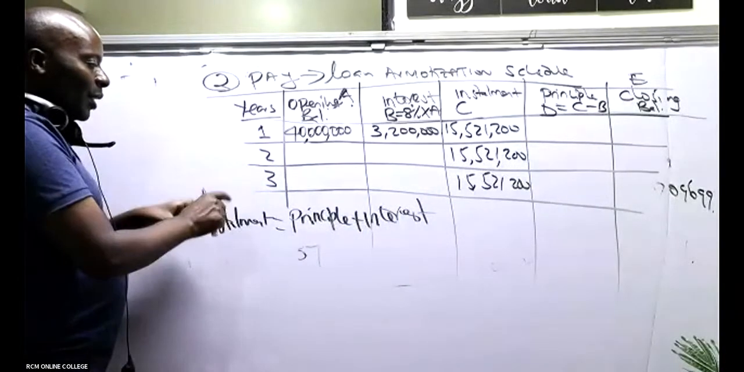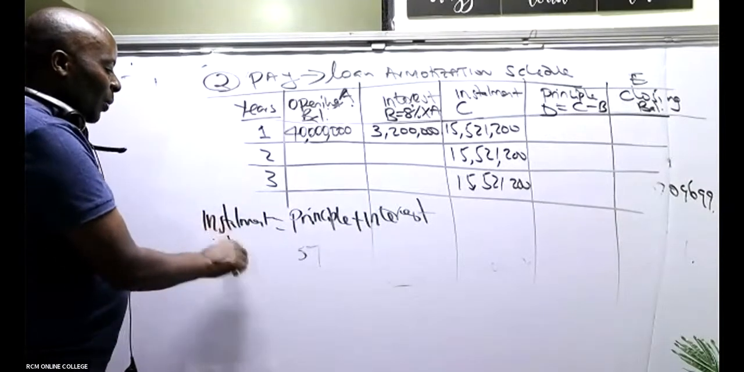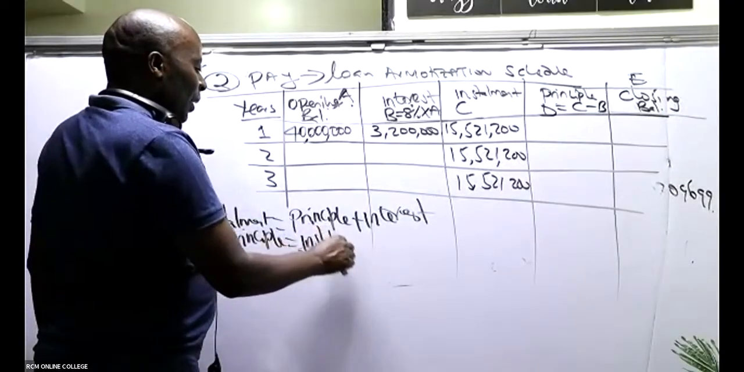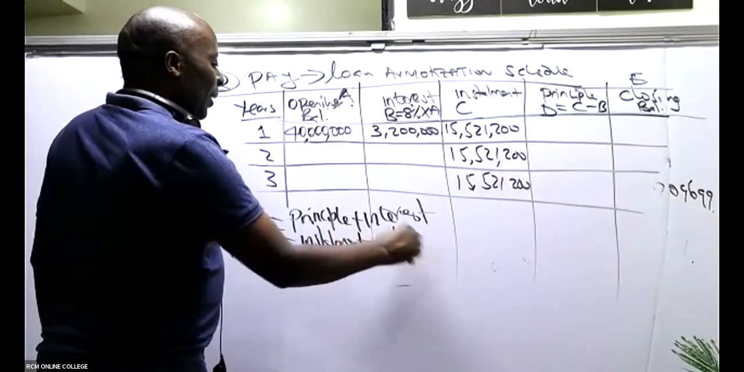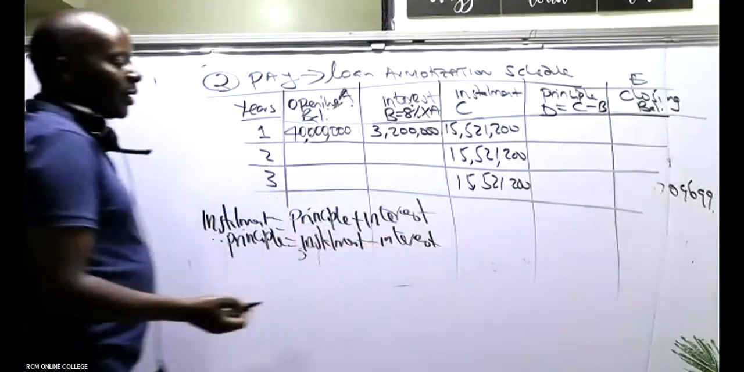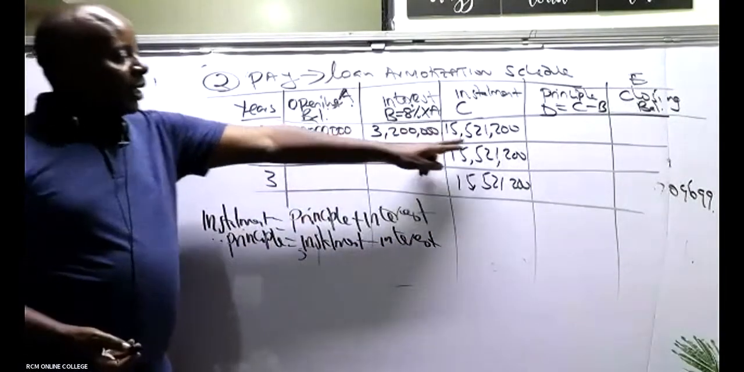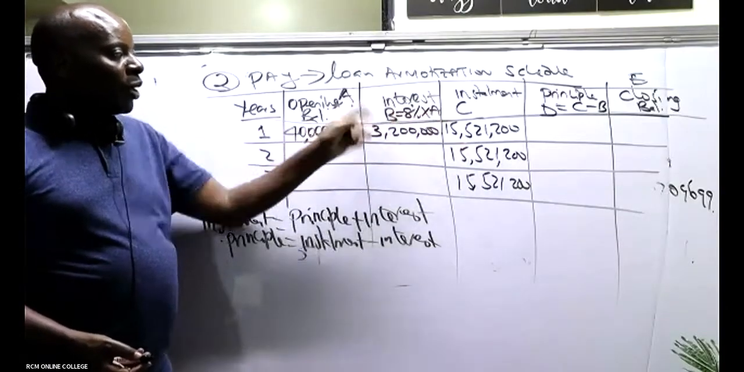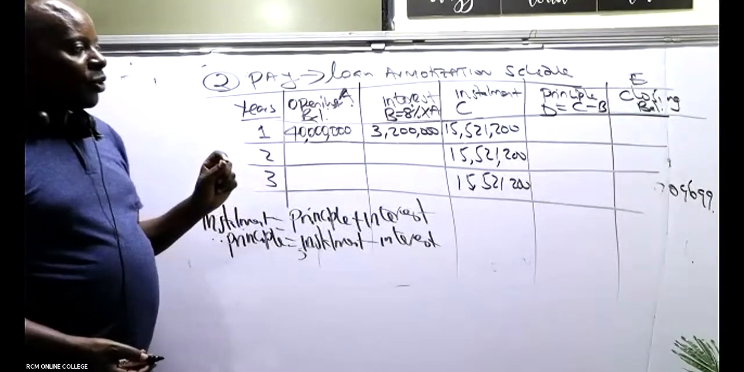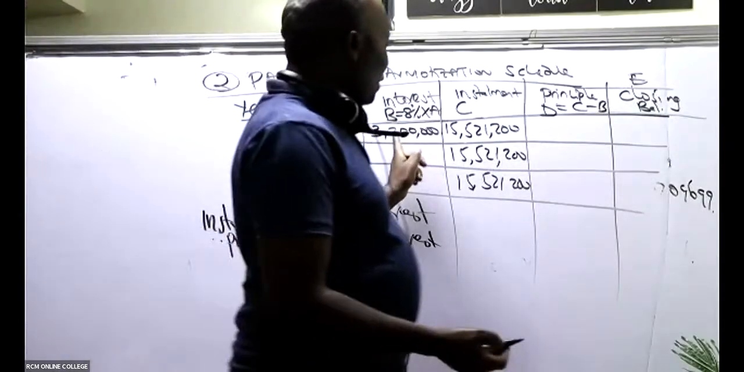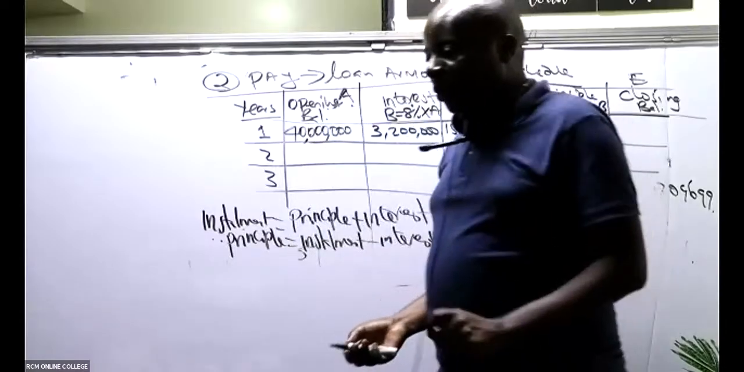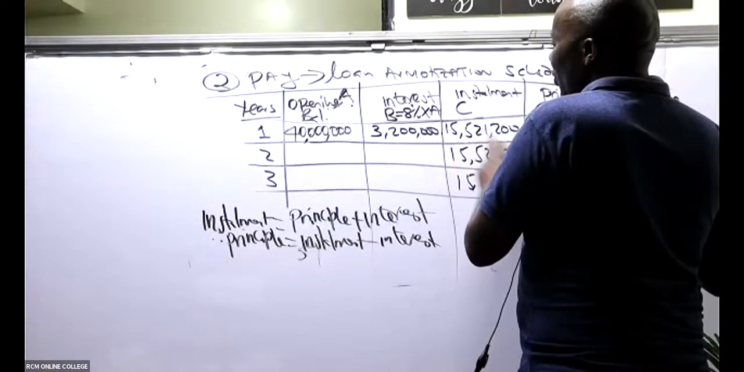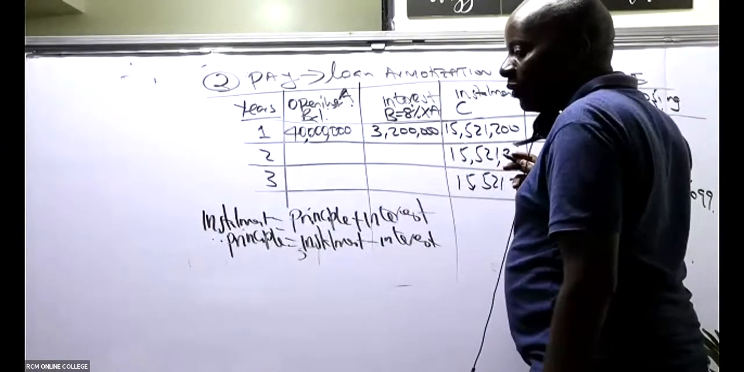Now that I have installment and I have the interest, to get principal is very easy. To get principal, I will take the installment minus interest. So I will take the installment that I have paid minus the interest. Basically, I'm taking column C minus column B. Interest is column B. So in this case here, 15,521,200 minus 3.2 gives me how much principal?